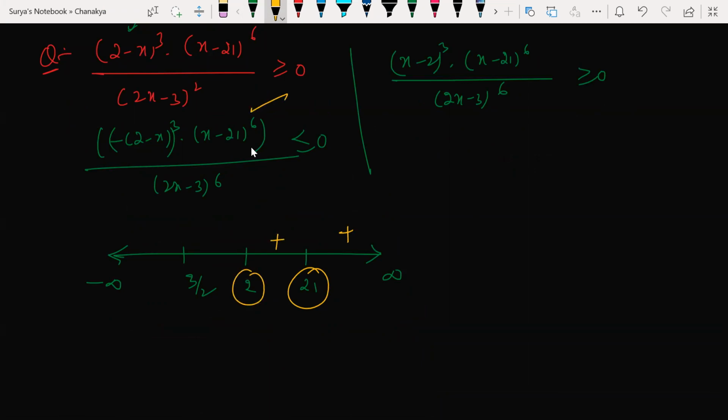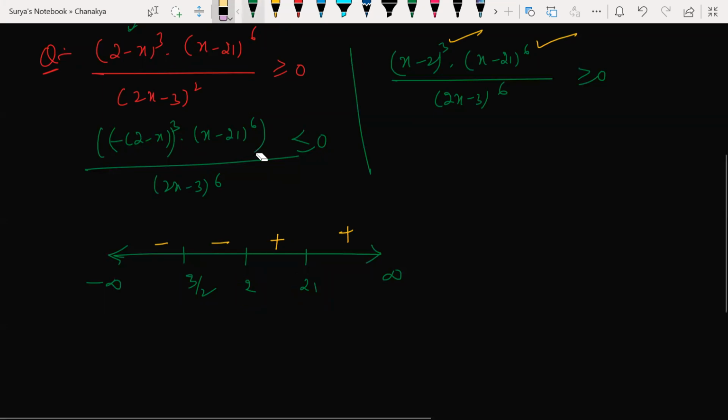Power of the 2 is what here? Look at this. Power of the 21 is even. Sign will not change. Power of the 2 is what? Odd here. So sign changes. Power of the 3 by 2 is what? Even number. So sign will remain the same. So what I need here? I need greater than or equal to 0, which means I need only plus regions.